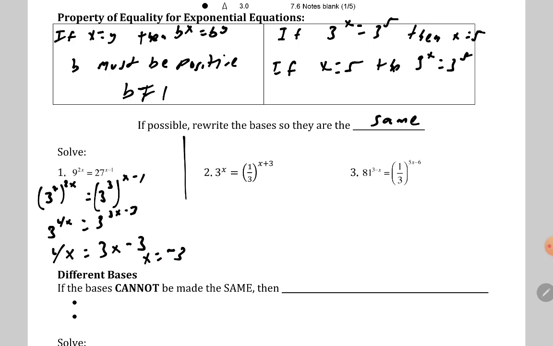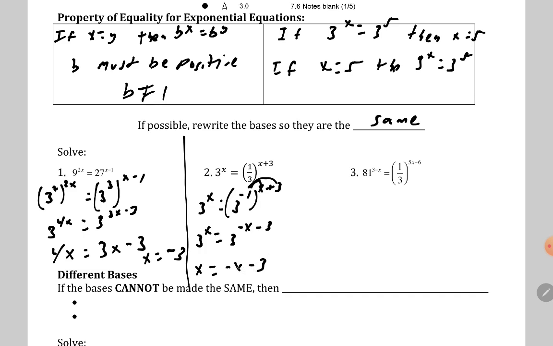Okay, so let's do another one. I'm going to rewrite 1/3 as 3 to the negative first, so I have 3 to the x equals 3 to the negative first to the x plus 3. I'm going to distribute that negative 1 and get 3 to the x equals 3 to the negative x minus 3. I can drop the bases because they're the same, so x equals negative x minus 3. So 2x equals negative 3, so x equals negative 3 halves.